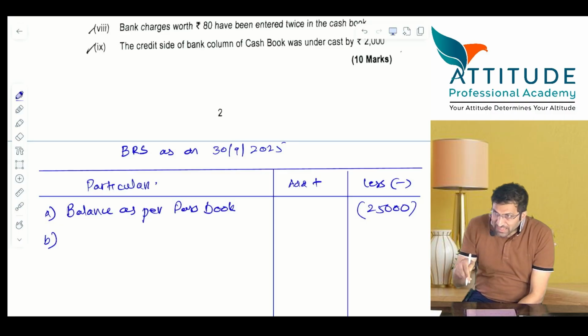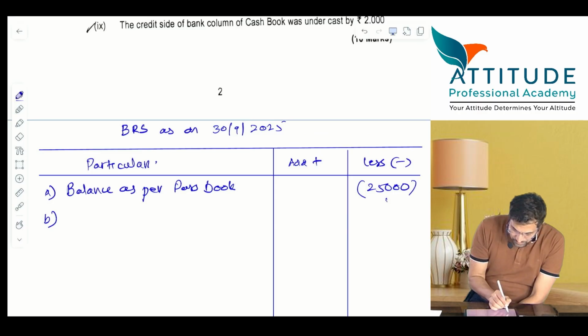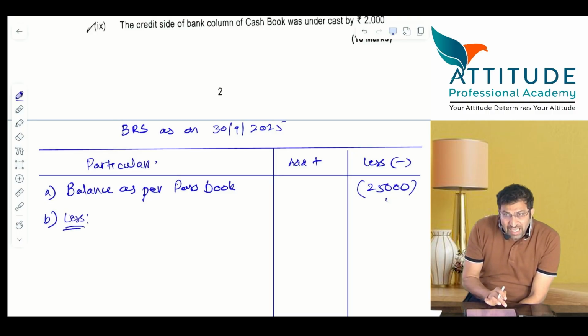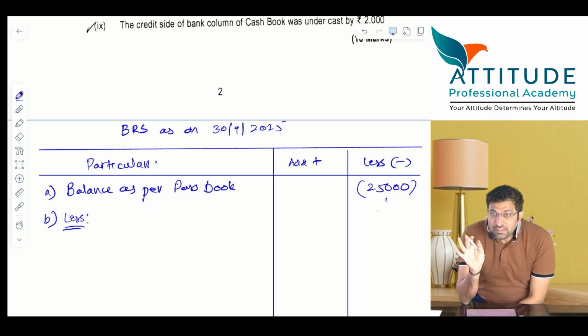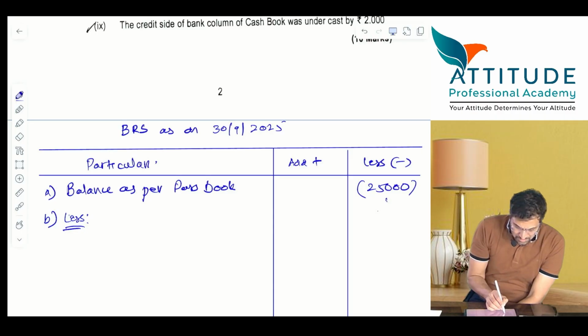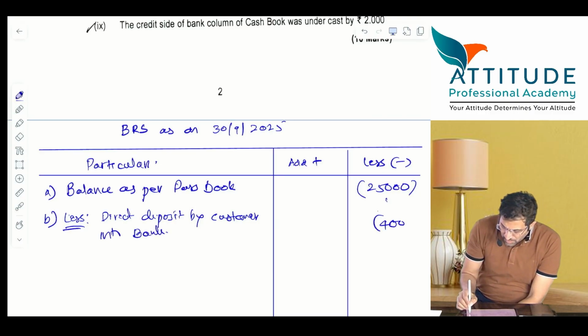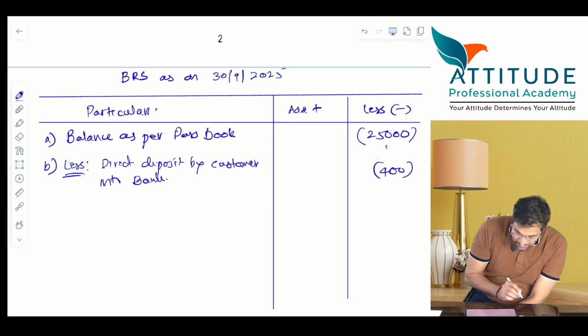Less. Less means it will get added. आपको less में लिखना है, but it will get what? Added, because starting point is what? Less. So you have to write there what? क्या है? Less means it will get added here. Understood? आप less लिख रहे हो less column में, but it will get added. Understood or no? ऐसा ही सिखाया ना मैंने? हाँ. And क्या है? Direct deposit by customer into bank. 400 ना? 400 less में लिख रहे हो, but it will get what? Added.